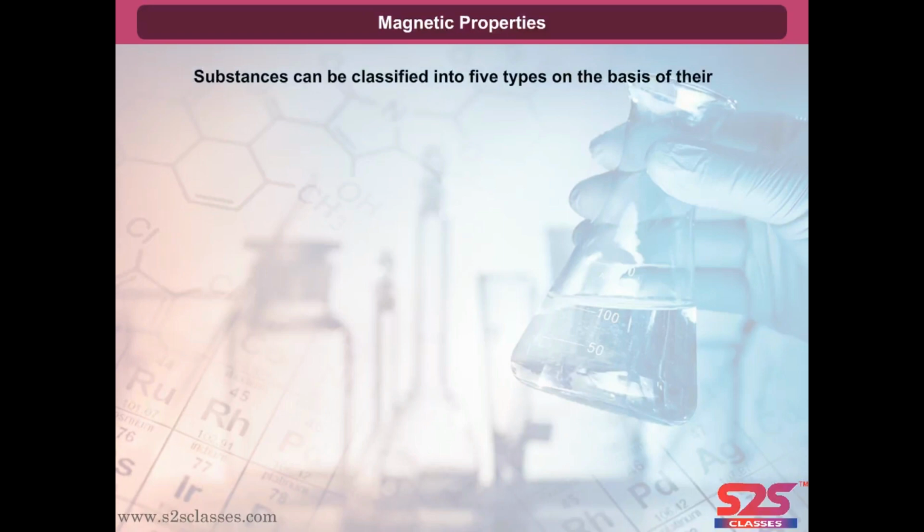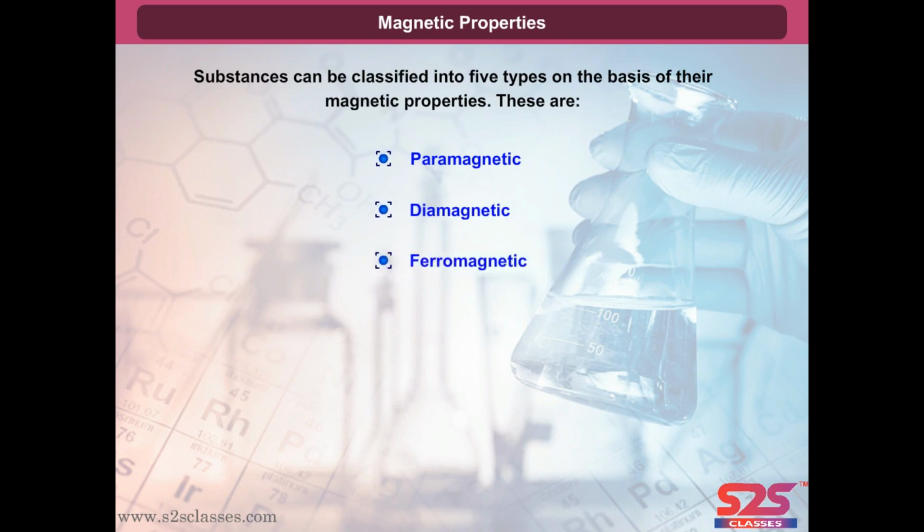Substances can be classified into 5 types on the basis of their magnetic properties. These are paramagnetic, diamagnetic, ferromagnetic, antiferromagnetic, and ferrimagnetic.